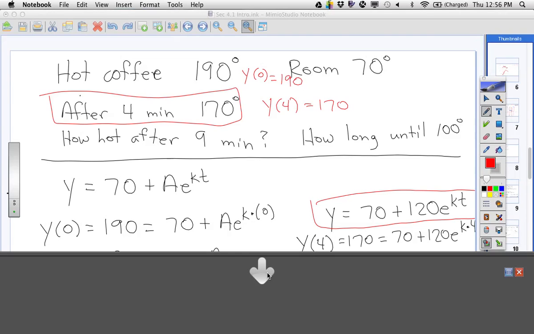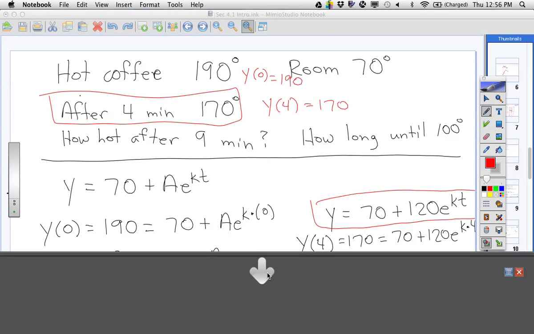Right? So we found big T was 70. We found A by plugging in our initial condition. Remember, we called these initial value problems, IVP. You have a differential equation, then you have an initial condition that you've got to throw in there.